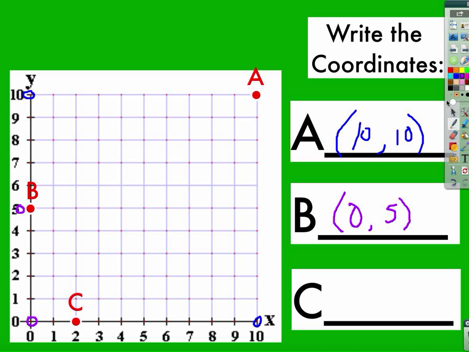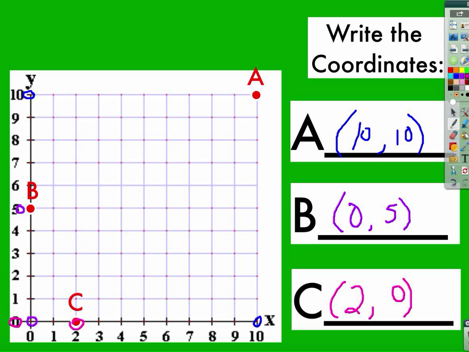Okay, and then point C down here at the bottom looks like it's at 2 on the x-axis and 0 on the y-axis. So it would be 2 on the x, 0 on the y.